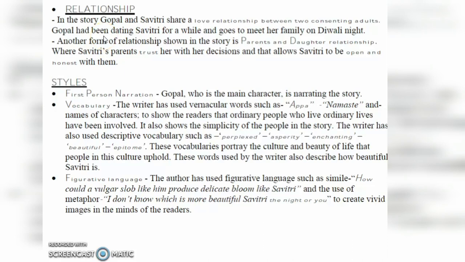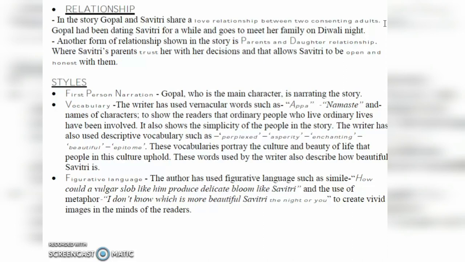Moving on, we have relationship. Now, relationship is also the overall theme for both short stories, the Kabuliwala and Preliminary Inspection, but also let's look at the relationship that is present in our short story. In the story, Gopal and Savitri share a love relationship between two consenting adults. So they are both adults. They're over 18 and they're having a love relationship.